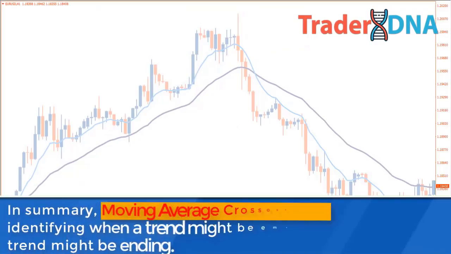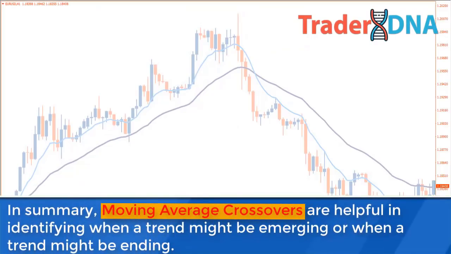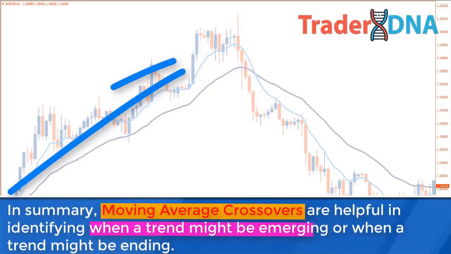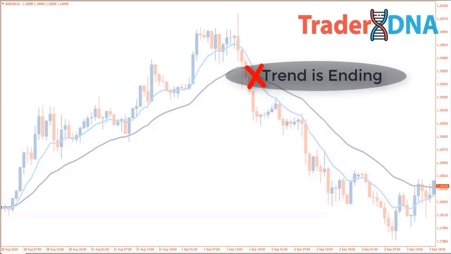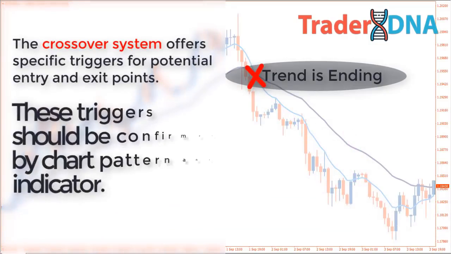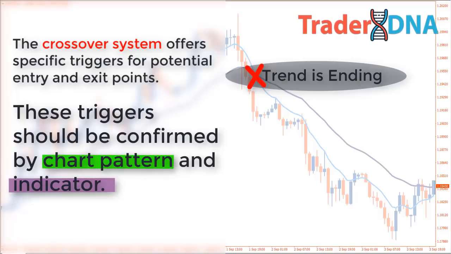In summary, moving average crossovers are helpful in identifying when a trend might be emerging or when a trend might be ending. The crossover system offers specific triggers for potential entry and exit points. These triggers should be confirmed by chart pattern and indicator. Indicators assist traders in confirming high probability trades.